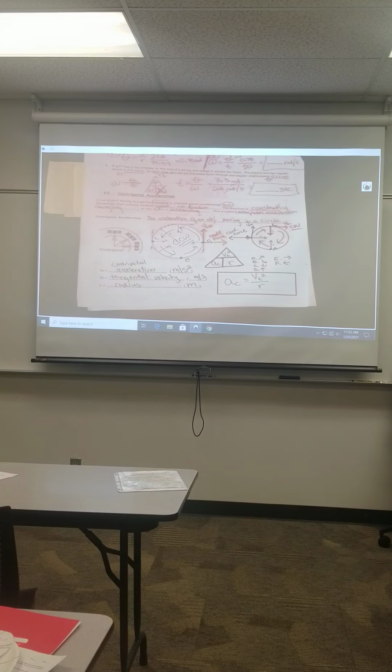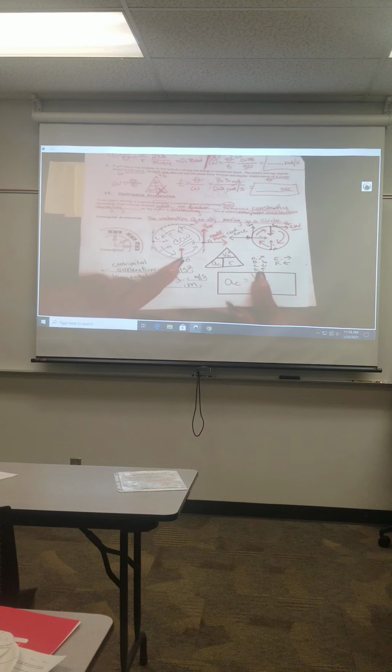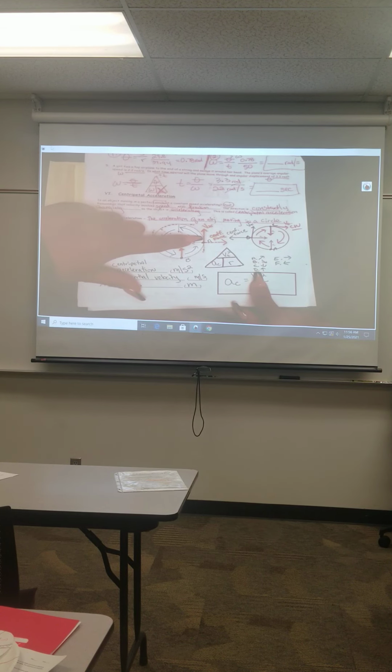For an example, at location B, what would the centrifugal acceleration be at location B? A, B, C, D, E, F. So centrifugal acceleration would be D also. So D could be used here and here. Make sense? All right? Now this line, which is D, represents centrifugal acceleration. This line, which is D, for location A, represents tangential velocity. Okay?